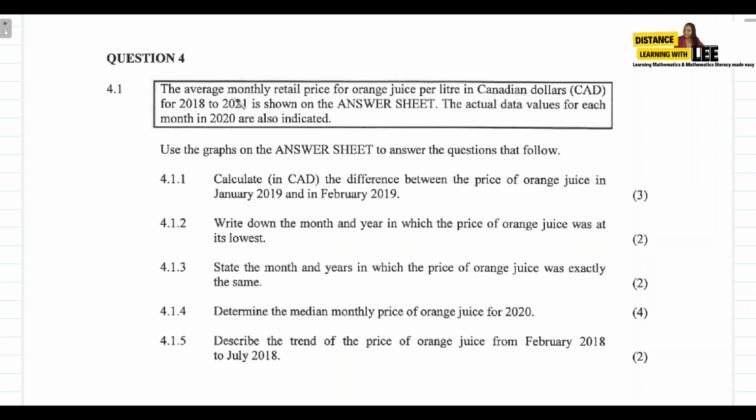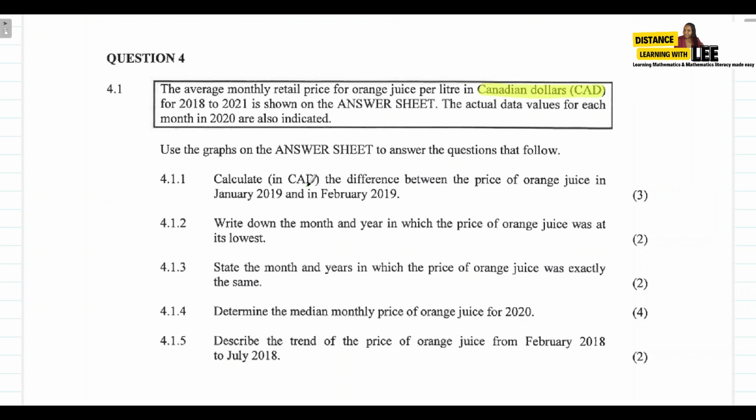It says that the average monthly retail price for orange juice per liter in Canadian dollars, right? So when we see that CAD, it means Canadian dollars, for 2018 to 2021 is shown on the answer sheet. The actual data values for each month in 2020 are also indicated. Use the graphs on the answer sheet to answer the questions that follow, all right? So let's have a look at the first question.